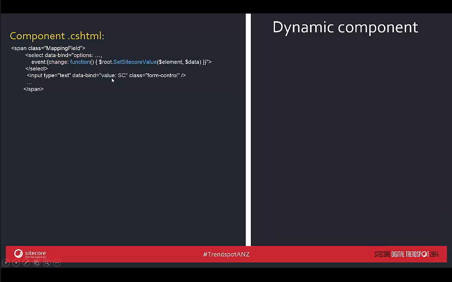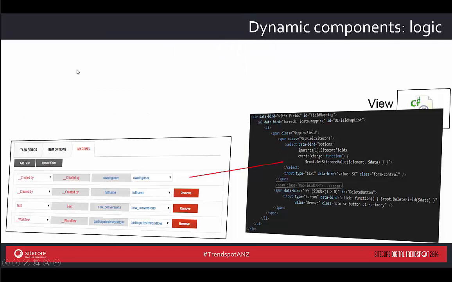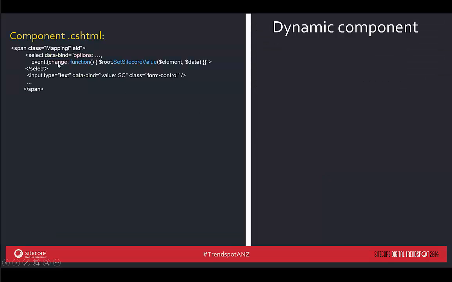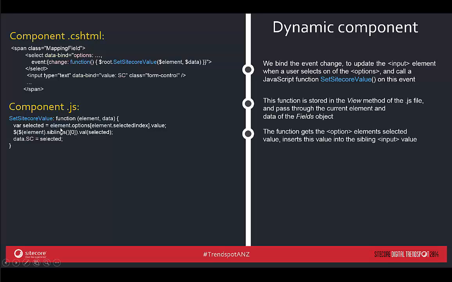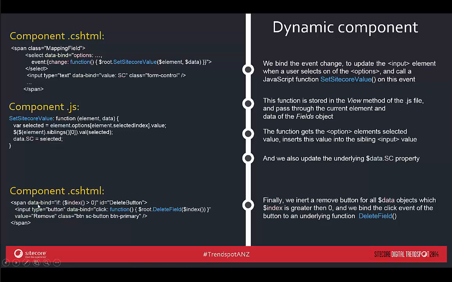So in the code as well, I'll probably go back onto this one. I did insert an event on here so that whenever the user updates this, the text box will be updated. So if we look at the actual code as well, we can see the event change for the drop down. We will call a JavaScript function which will pass through the element and the data, and then we can update the sibling, which will be the text box, its value with whatever we just selected. So we can see the property sc equals selected, and that will update it like so. As well as that, we only display the remove button if the object's index, so each one of those JSON objects, is greater than 0. So that way the user can remove it for all of those fields except for the first one.